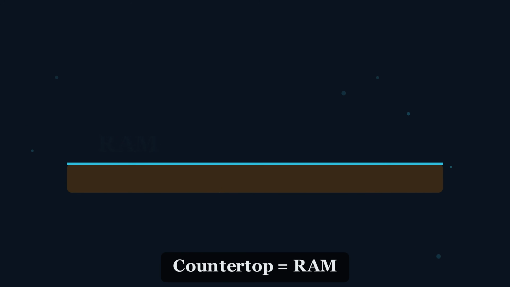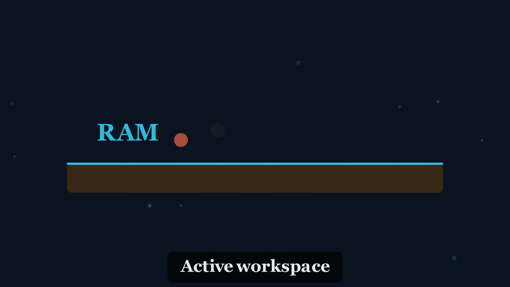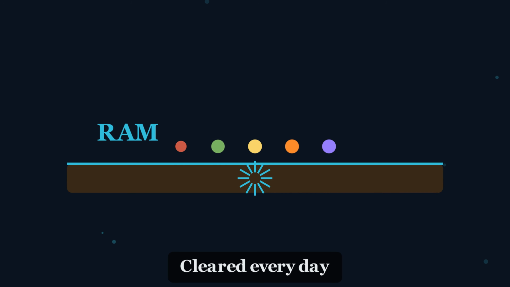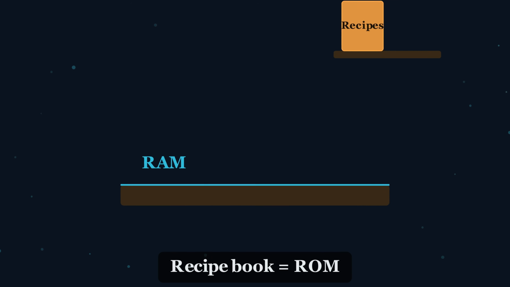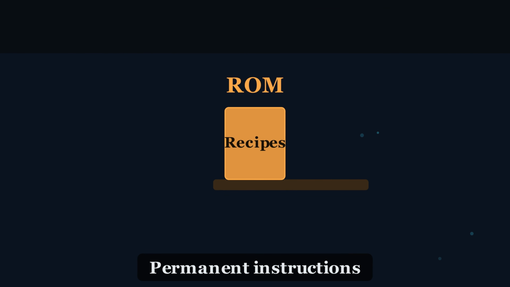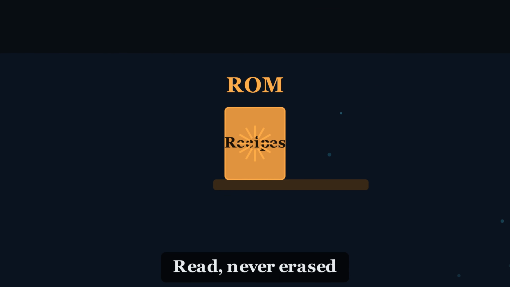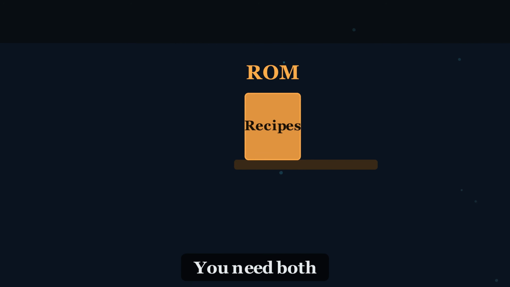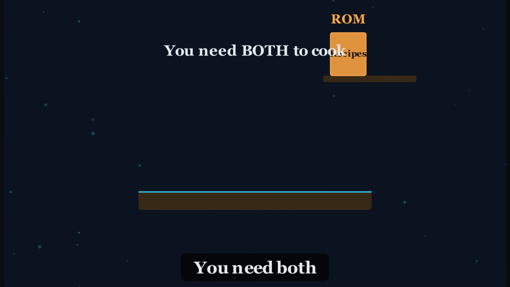Let me give you an analogy that makes this stick forever. Imagine you're cooking in a kitchen. The countertop is your RAM. It's where you lay out the ingredients you're actively using, fast and convenient. But at the end of the day, you clear the counter completely. Nothing stays. Now the recipe book on the shelf, that's your ROM. It holds the permanent instructions you follow every single time. You don't rewrite it, you just read from it and it never disappears. The counter is where the work happens. The recipe book holds the instructions, you need both to cook.